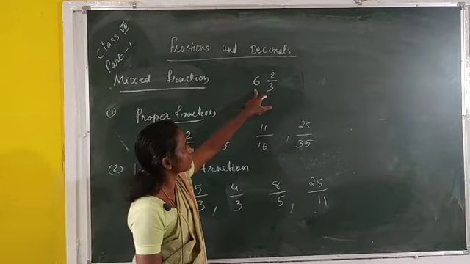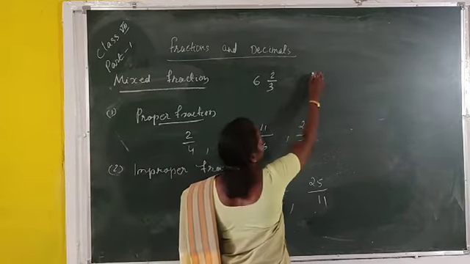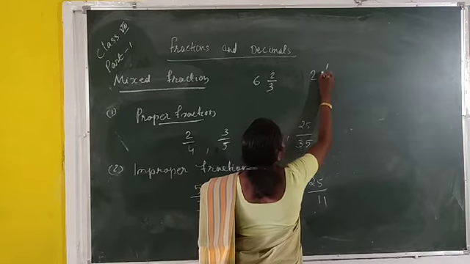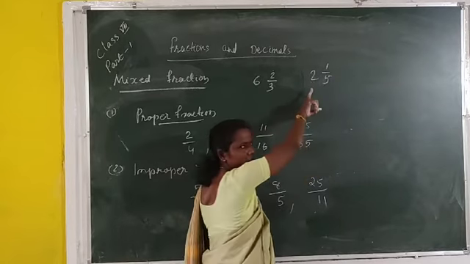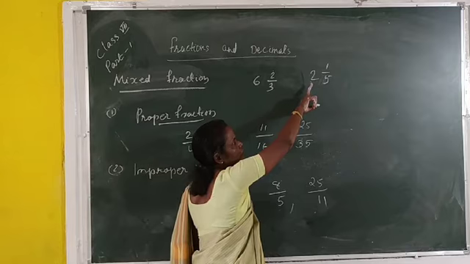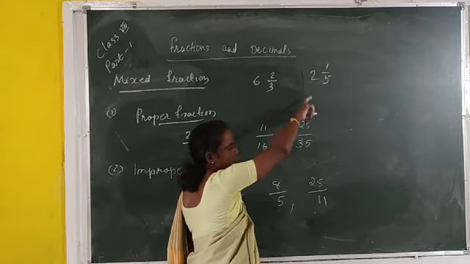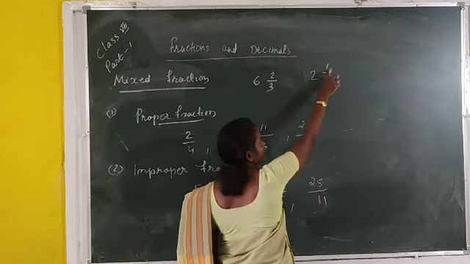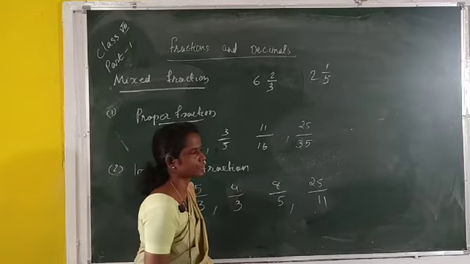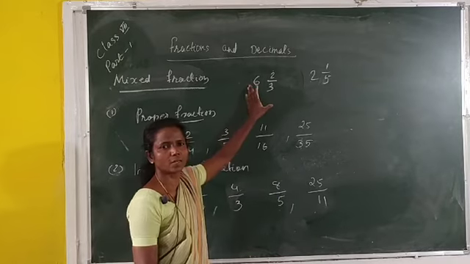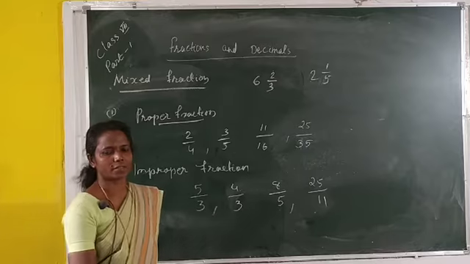Then this type of fraction. Another example: 2 1/5. Here 2 is the whole number, a combination of a whole number and a proper fraction. Here 2 is a whole number and 1/5 is a proper fraction. This type of fraction is called a mixed fraction.